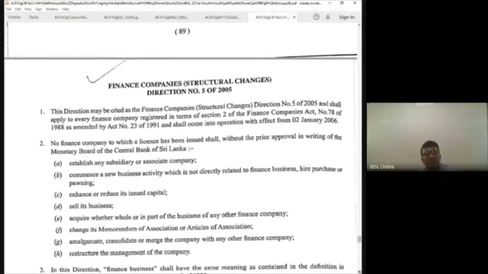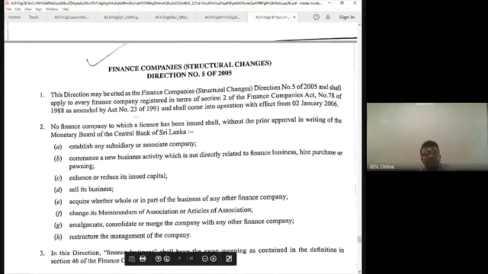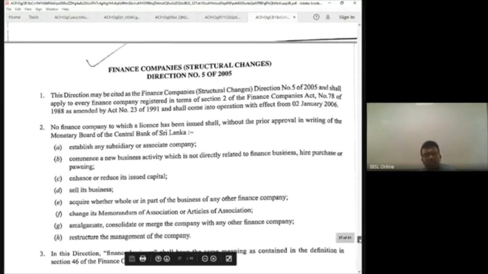Structural changes. No finance company to which a license has been issued shall, without the prior approval in writing, establish a subsidiary, commence a new business, enhance or reduce its issued capital, sell its business, acquire, change the memorandum of association, amalgamate, or restructure.